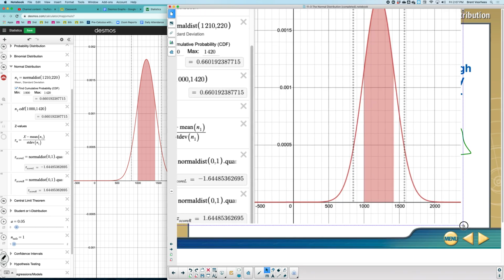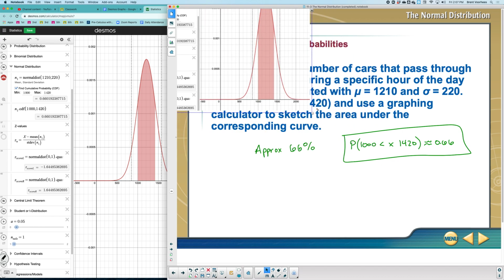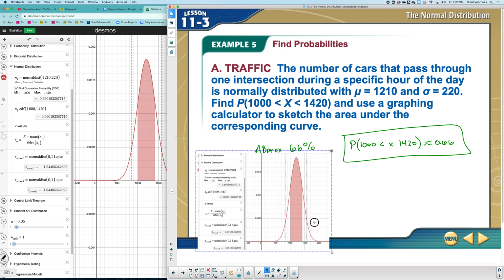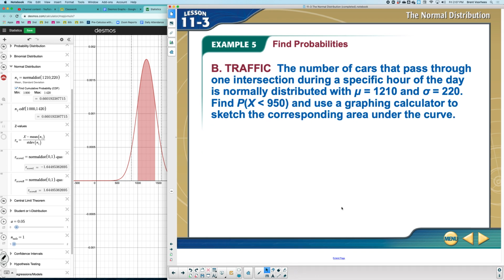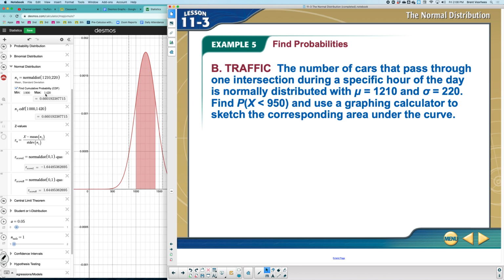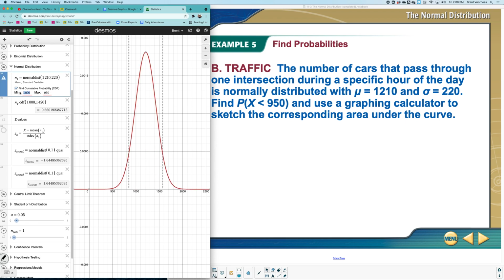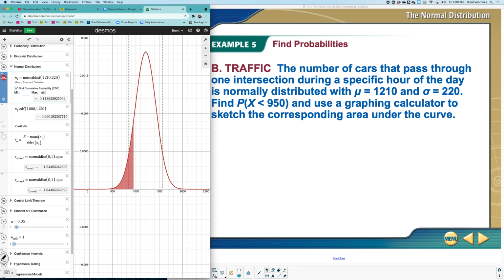It's just really large, so let's shrink it down quite a bit. There you go. And let's look at part B. It says the number of cars. Okay, so the same situation. We want to know what's the probability that x is less than 950. That means 950 is the largest amount of number. So I'm now going to move 950 over here to the right side, and there's no minimum, so I'll just leave it like that.